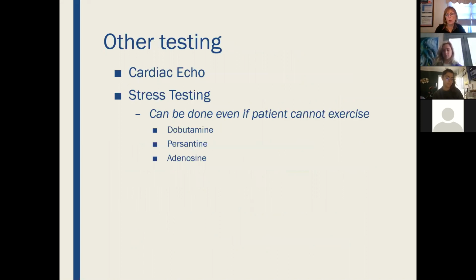So other testing, what can we do? Well, we can do an echo that we've talked about. Echo's always good. It tells us a lot about the chambers and how the blood is flowing. That's a good view after you've had an MI. Let's see how everything's working, your motion, your walls.